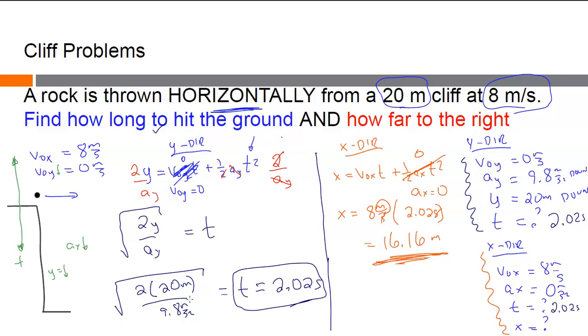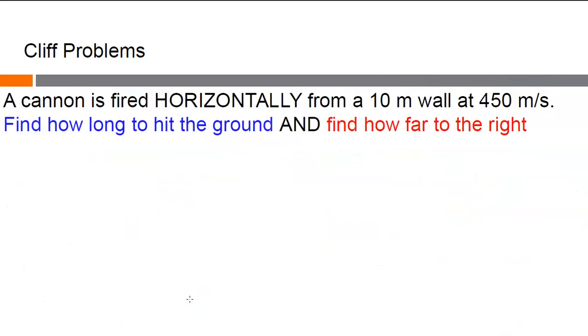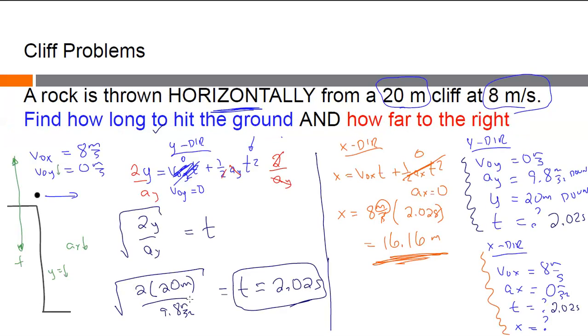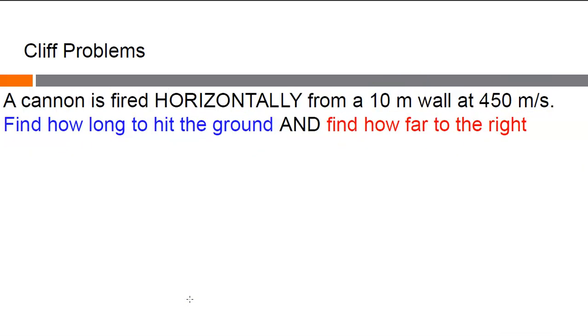Okay? Here's another problem. It's actually the same problem, but this is the same problem? No. This is that first problem that we were doing with the cannon from the 10-meter wall. So let's do this again. We're going to do the whole process again. The part that you really need to get right is all those variables, and you're going to want to separate them out to y direction and x direction.